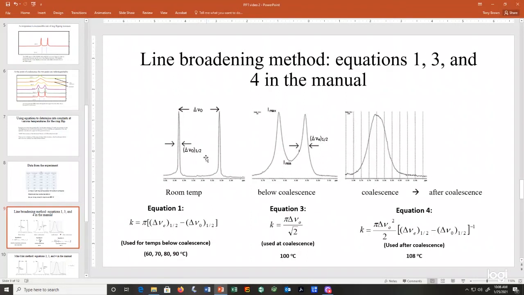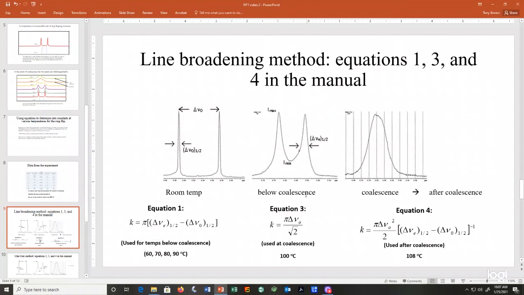And then we also need to know what the line width is for the room temperature value, and that's delta frequency 1/2 naught. And that's going to be used right here and right here. And then for method 1, 2, we're also going to need to know what the line width is for each of those values below coalescence.